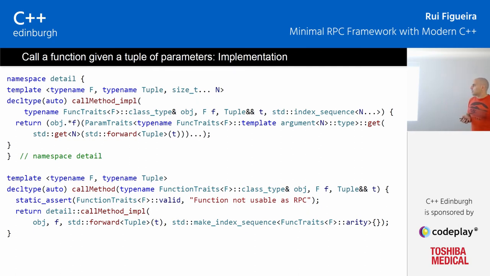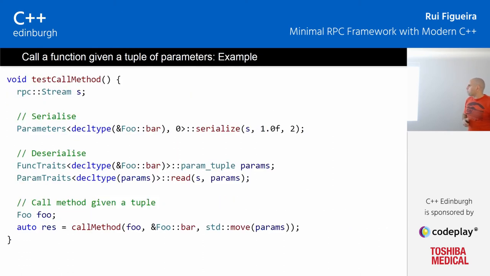So the previous version I had was actually 2 slides. This one is way shorter. Again, type safe, because you build the necessary blocks. If you try to call anything invalid, it will just give you a static assert, if any of the parameters are invalid. Expanding from the previous example: serialize, deserialize, and then just calling foo bar with that tuple. So similar to std::apply.